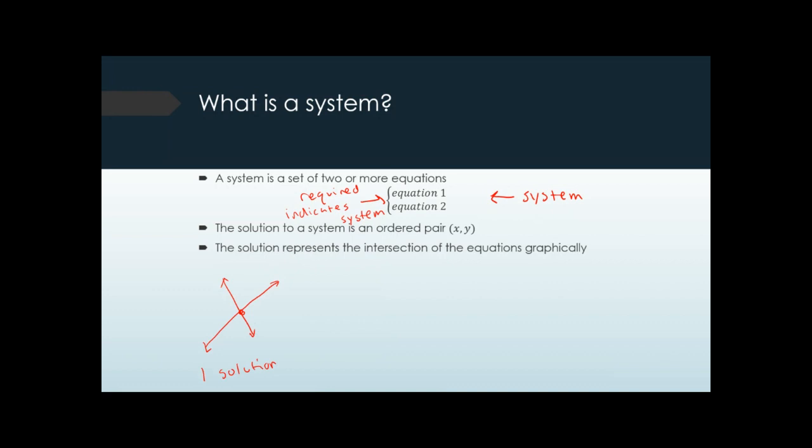It is possible to have more than one solution if you have a nonlinear system. So let's say we have a line and then a parabola. This would have two solutions because there are two intersection points. So a system may have more than one solution depending on what the equations are. It is possible to have no solutions or infinite solutions as well, and we'll see that later.